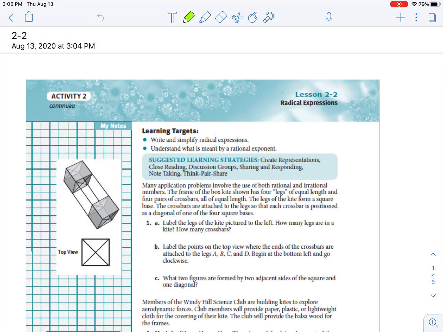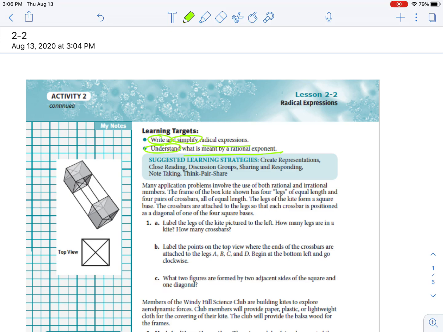Hello, and today we get our second lesson in Activity 2, which is entitled Radical Expressions. So lesson 2.2, we are going to both write and simplify radical expressions, and we're going to understand what is meant by a rational exponent.